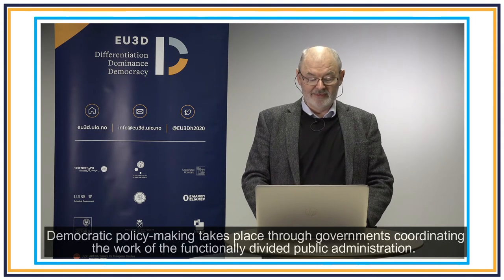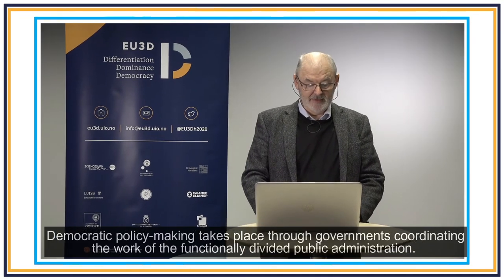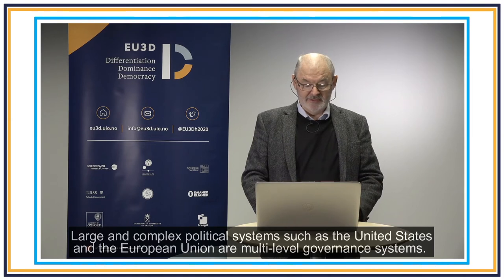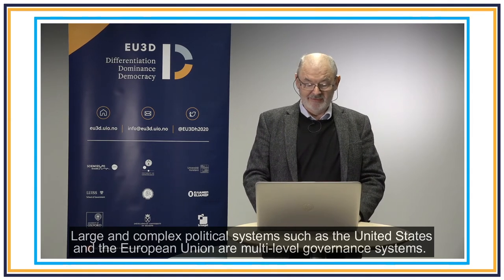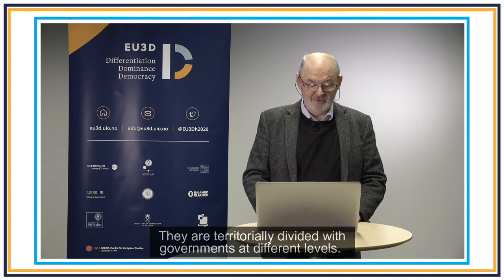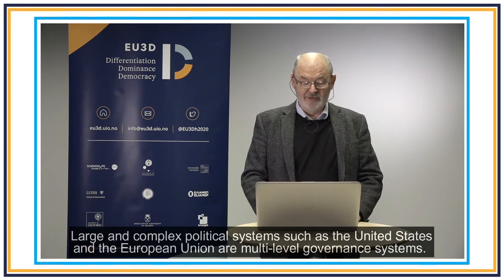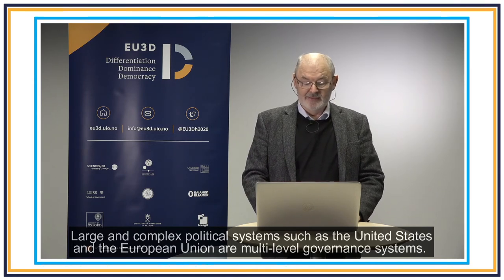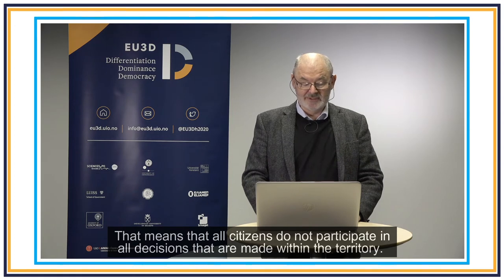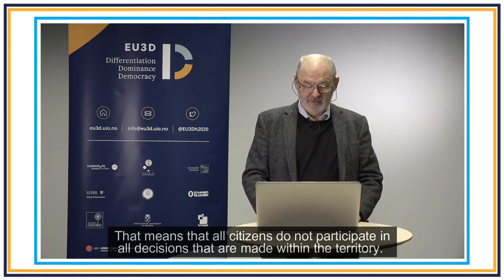Democratic policymaking takes place through governments coordinating the work of the functionally divided public administration. Large and complex political systems, such as the United States and the European Union, are multi-level governance systems. They are territorially divided with governments at different levels. That means that all citizens do not participate in all decisions that are made within the territory.